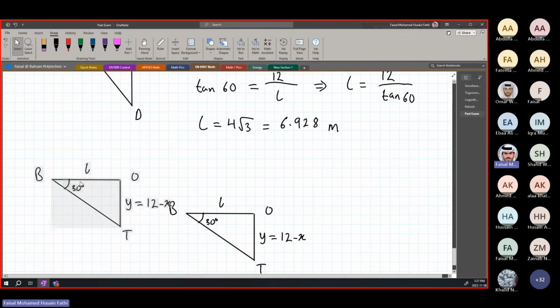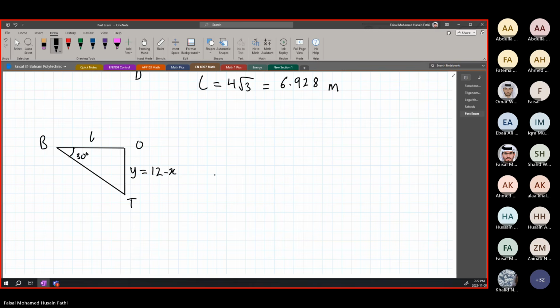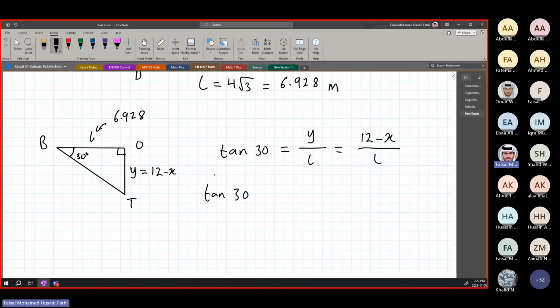The second triangle, now that we worked it out, we got the L. The L is 6.928. All right? Same exact thing. This is a right angle. We can do tangent of 30 is equal to opposite, which in this case is y over L, or we can say 12 minus x directly over L. So tan 30 is equal to 12 minus x over L, which is 6.928.